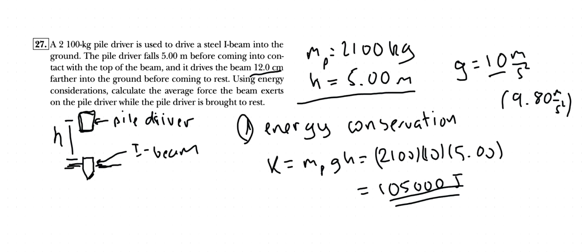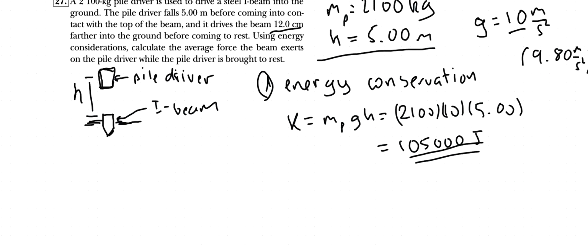And I draw another picture. So now the pile driver has dropped. Here's the ground. Here's the I-beam. And the pile driver dropped onto the object here. Okay, but it's going fast. Okay, it picked up that much kinetic energy. Okay, and then, so now they both start to move. Okay, and eventually, we're going to go down to a depth D of 12.0 centimeters.